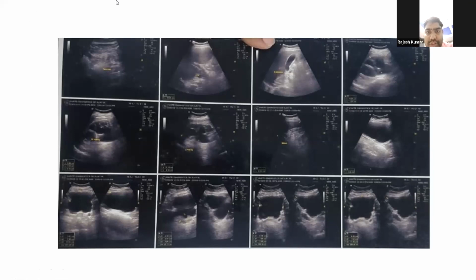Sir, both kidneys are looking hydronephrotic, sir. Yeah, hydronephrotic, sir. Okay. Bladder wall is irregular and thickened, sir. Sir, renal parenchyma also appears a bit thinned out, sir, with gross hydronephrosis.